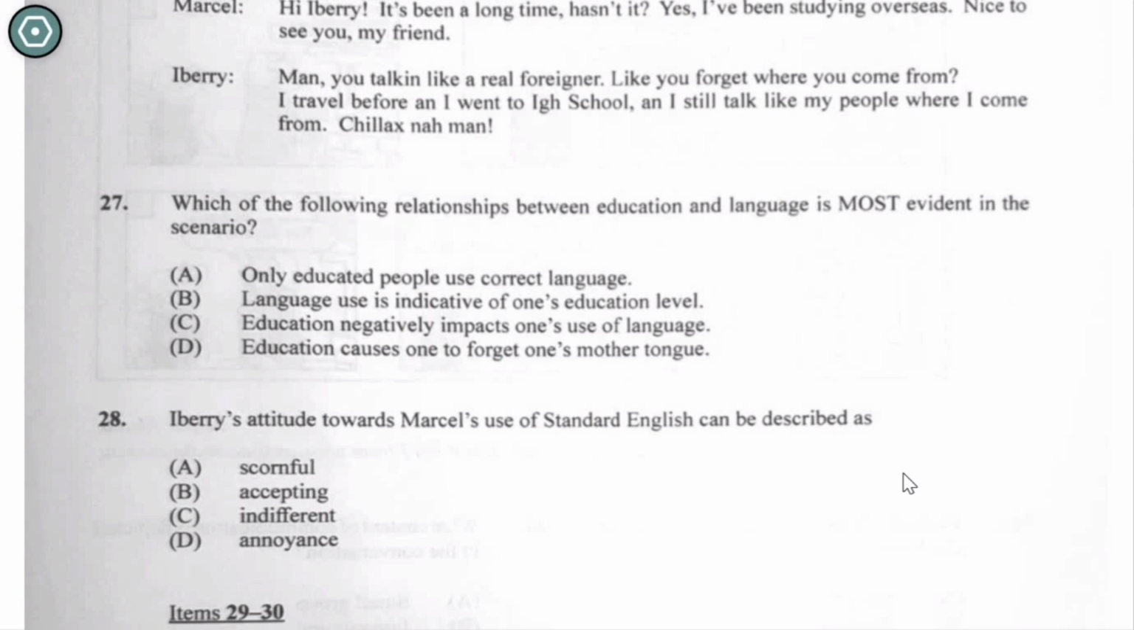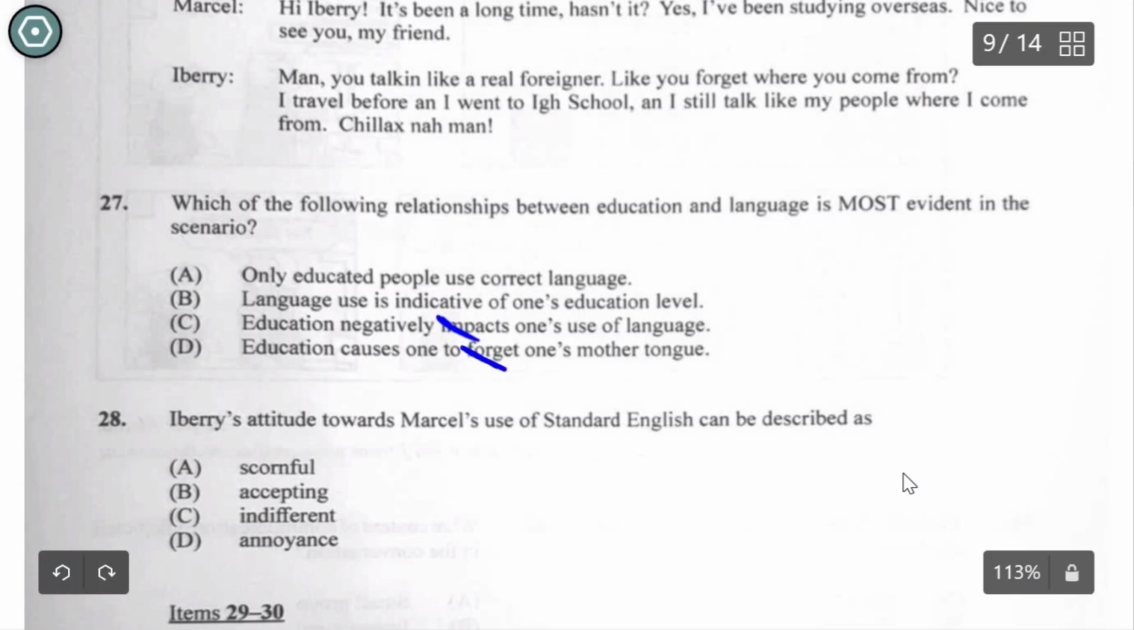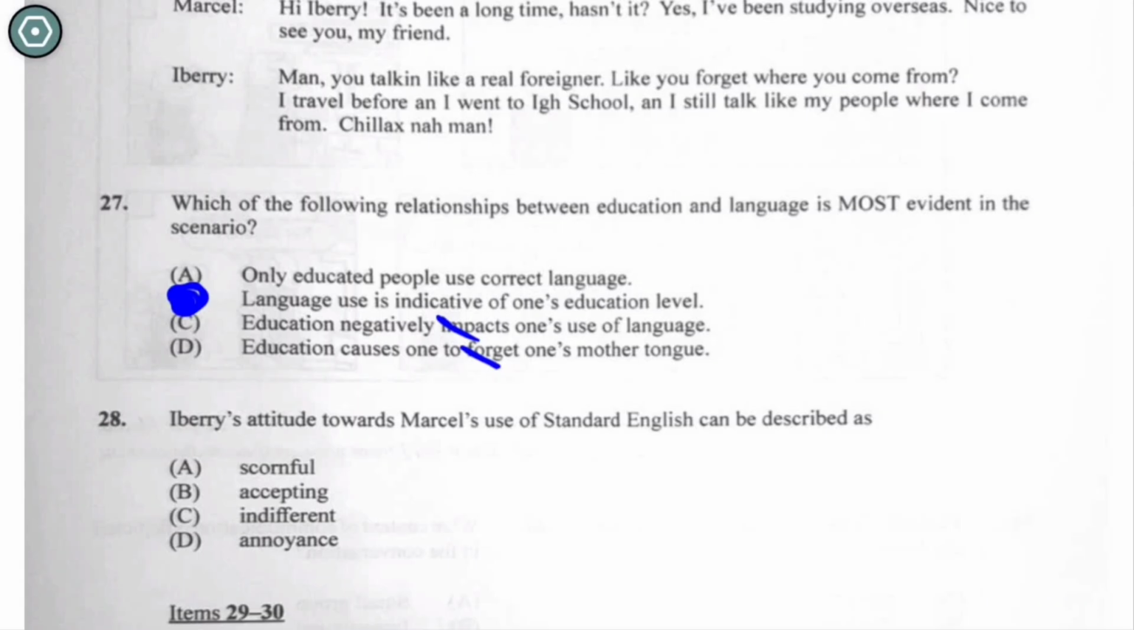Alright, which of the... Oh my god. Where did you go to high school, Iberry? Which of the following relationships between education and language is most evident in this scenario? Only educated people use correct language. Language use is indicative of one's education level. Education negatively impacts one's use of language. That's not true. Education causes one to forget one's mother tongue. No. It's, language use is indicative of one's education level.